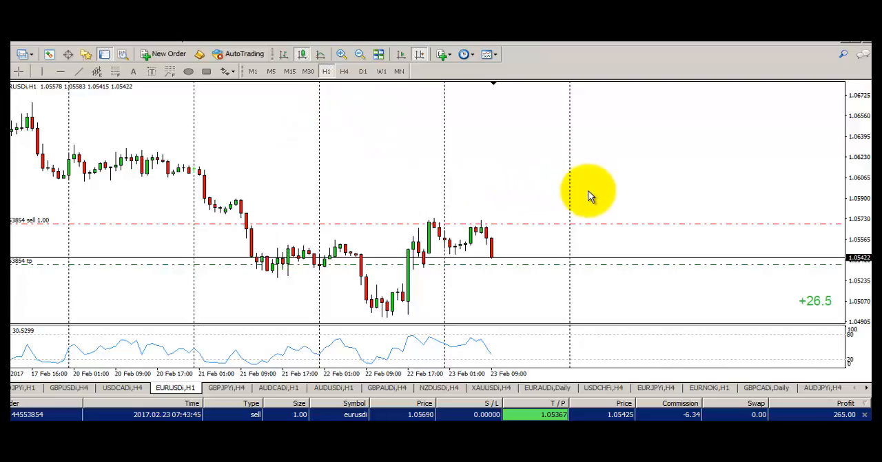If you took this trade with me this morning, well done to you. And if you didn't, then you need to learn the skill so that you can take these trades with us.